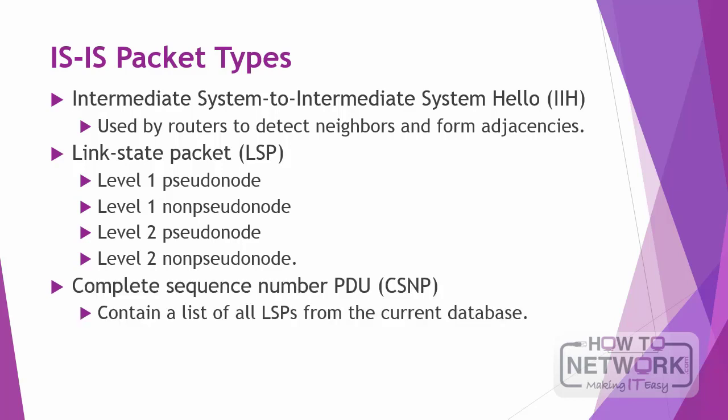CSNPs contain a list of all LSPs in the current database. CSNPs are used to inform other routers of LSPs that may be outdated or missing from their own database. This ensures all routers have the same information and are synchronized.